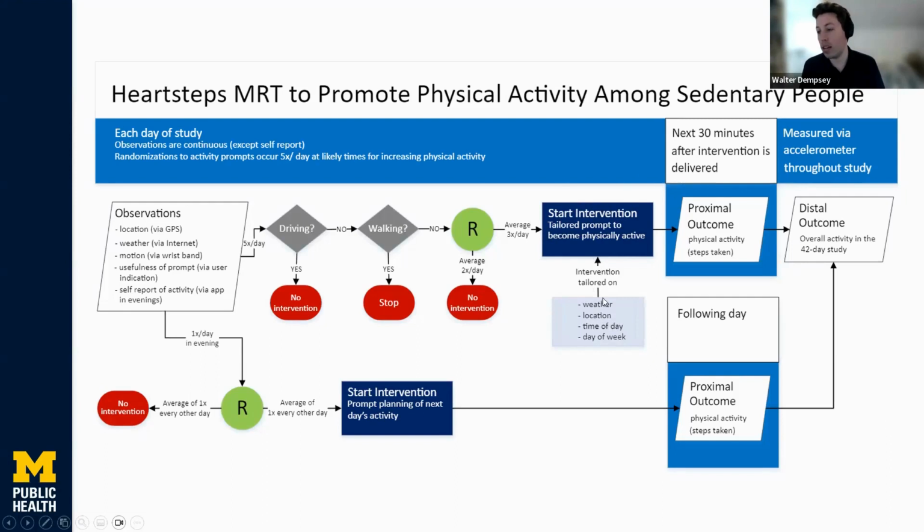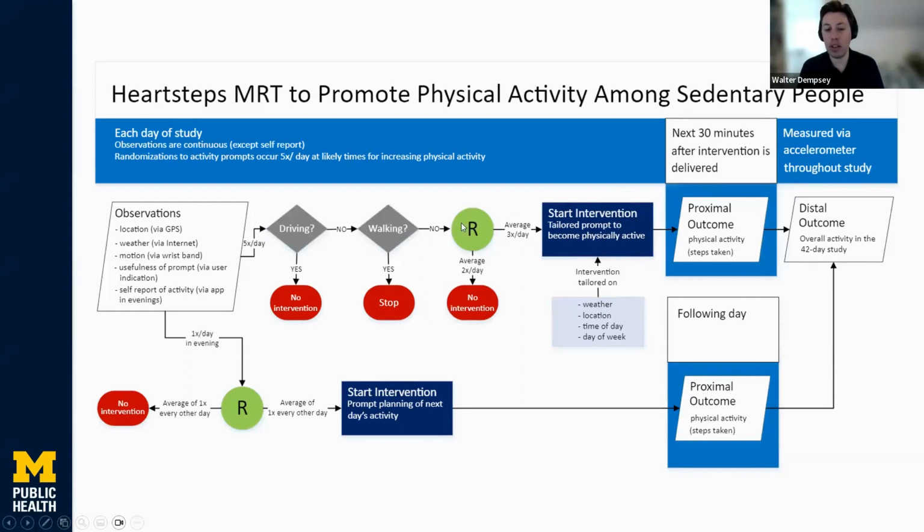If you're at work, we're not going to send you a message about going for a long walk, because we know you're at work, and so you're probably not going to be able to go on a long walk. And weekend versus weekday was another thing that was taken into account. So these messages, even though they were randomized with equal probability, are tailored messages.